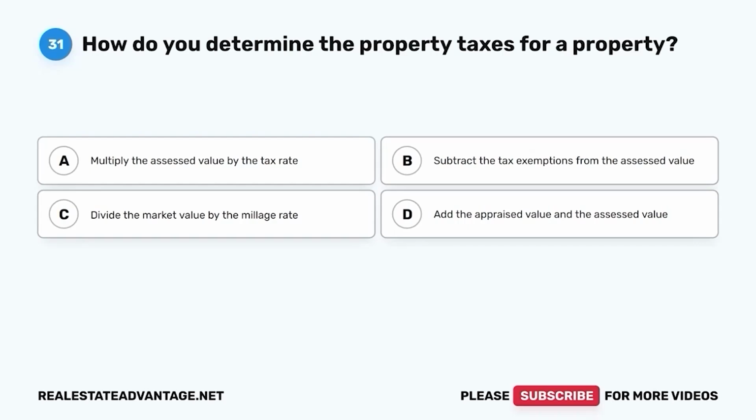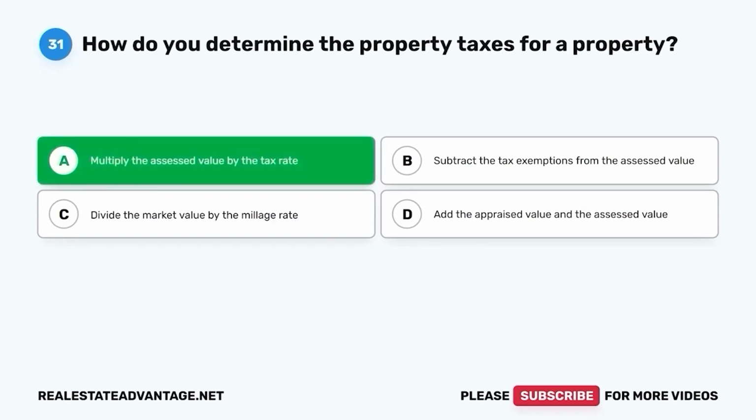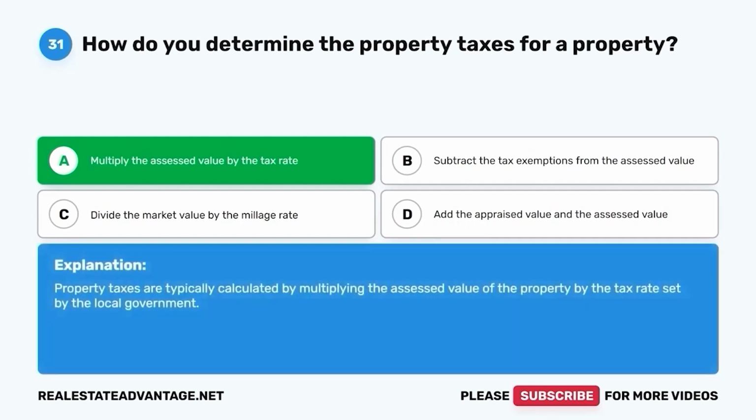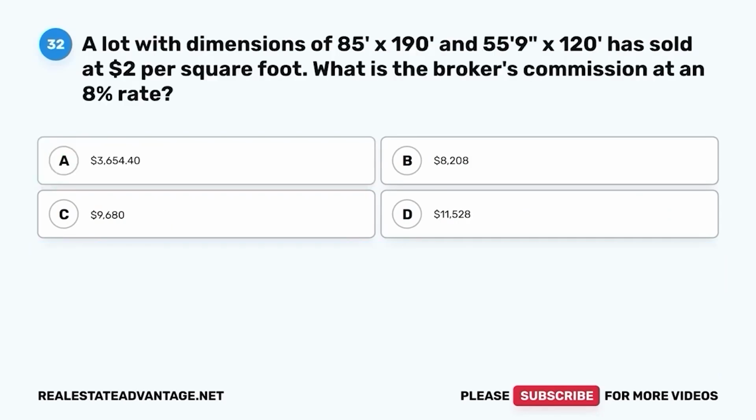C. Divide the market value by the millage rate. D. Add the appraised value and the assessed value. The correct answer is A. Multiply the assessed value by the tax rate. Property taxes are typically calculated by multiplying the assessed value of the property by the tax rate set by the local government.